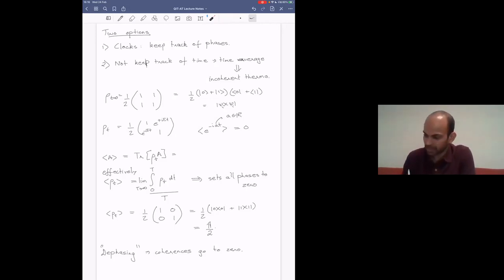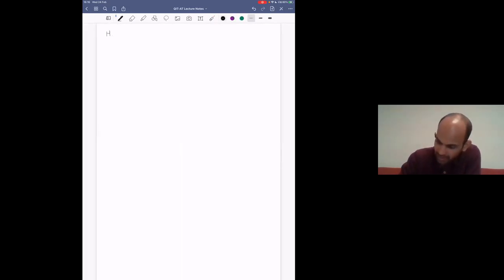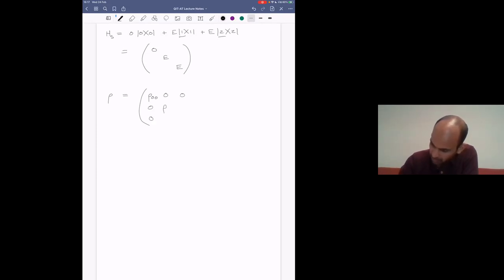So the difference is, let me give you a small example to make it clear. Imagine that the Hamiltonian of the system was given by zero for the ground state, plus E for one, plus the same E for two. So this is the matrix zero, E, E. Now we have a degenerate space between the eigenstates one and two. If I have rho of this form, with rho 0,0 and rho 1,1, rho 2,2, rho 1,2, rho 2,1, this is incoherent, but not diagonal with respect to the basis in which I'm currently working. The reason is that the only off-diagonal elements are between energy eigenstates of equal energy.